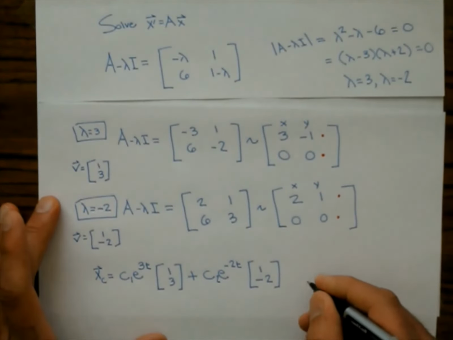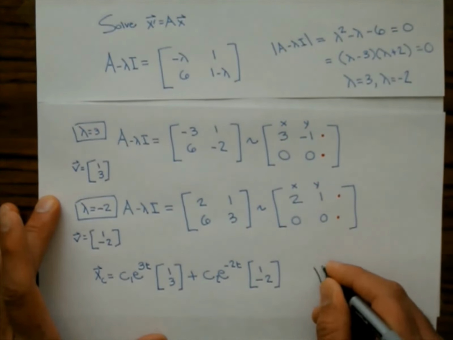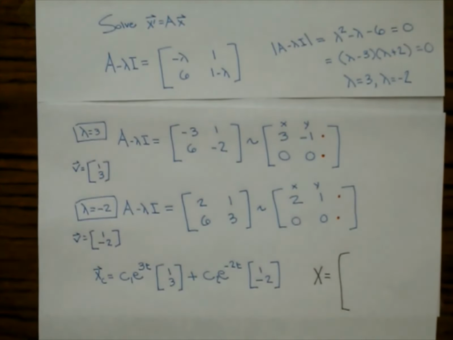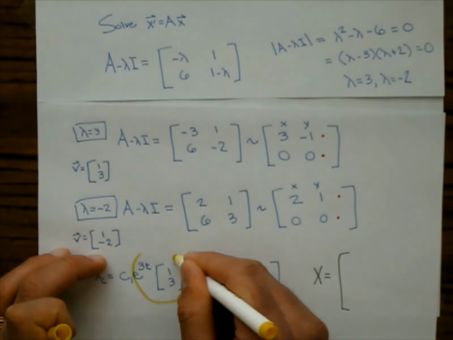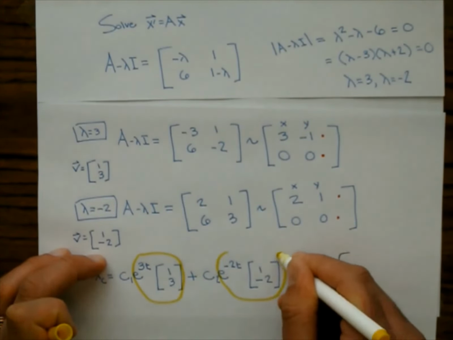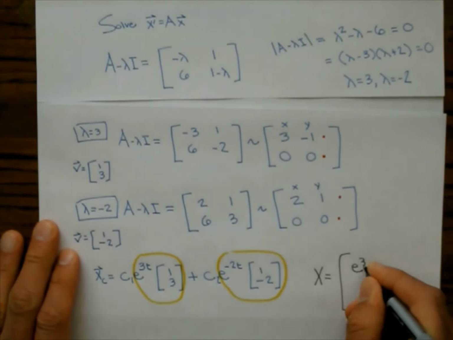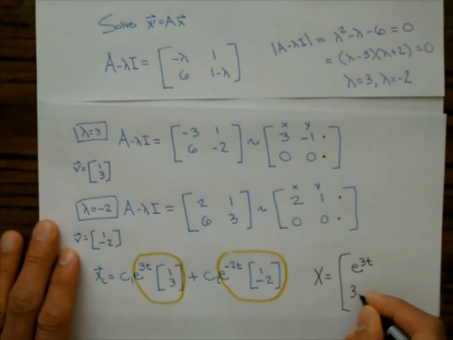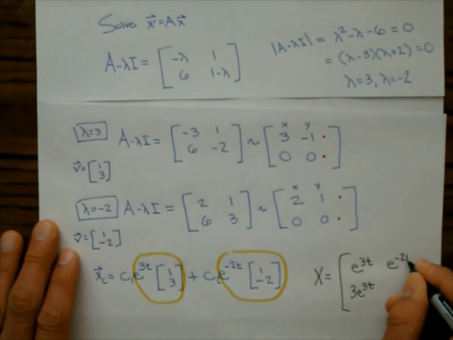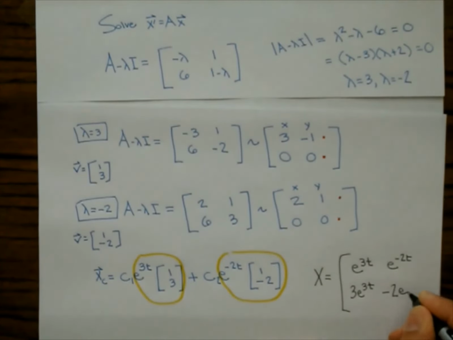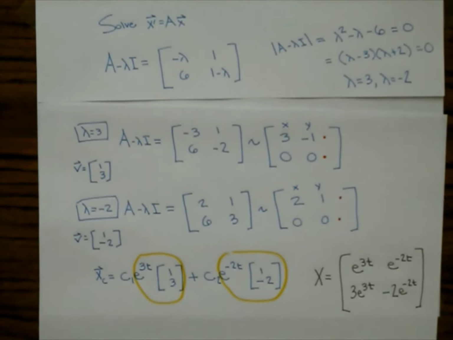We now know what the fundamental matrix is, because this is what we're going to need for our variation of parameters. The fundamental matrix happens to be this part right here. So here, this part is the first column, and that part is the second column. So I'm going to write this as e to the 3t, 3e to the 3t. This is e to the negative 2t, negative 2 e to the negative 2t. So there's the fundamental matrix.